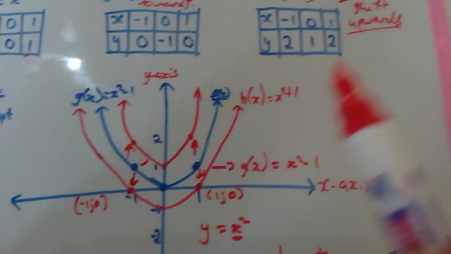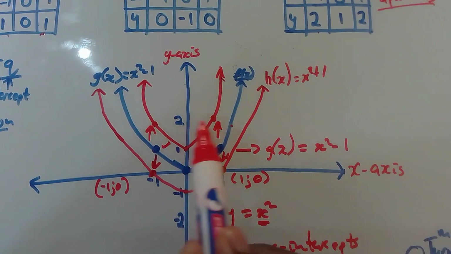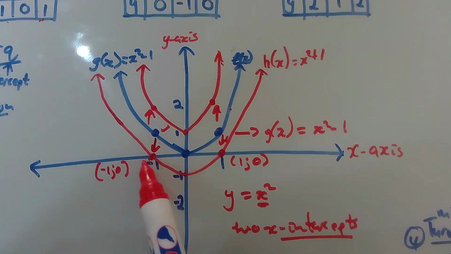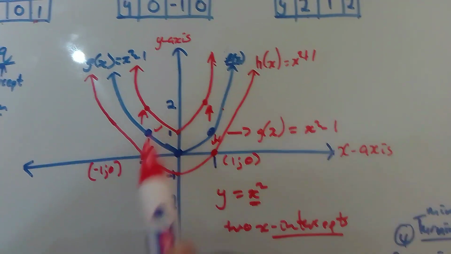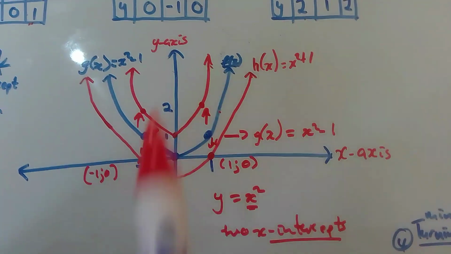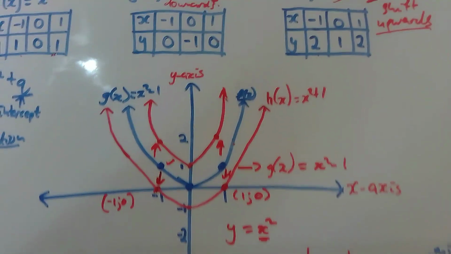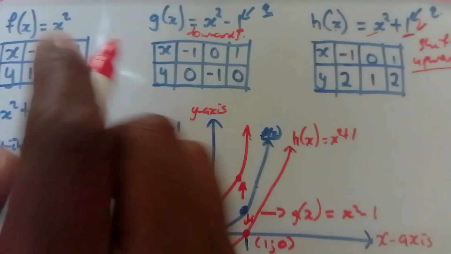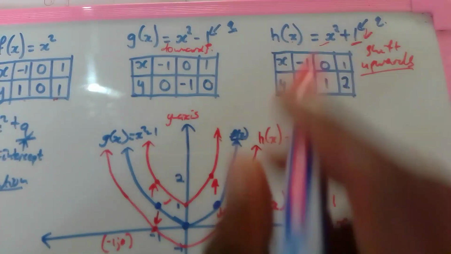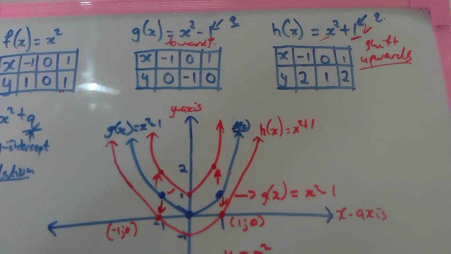But observe one thing. Here, we don't have what? We don't have the x-intercepts. The x-intercepts here, they are invisible. So that's the effects of q on this particular graph, right?